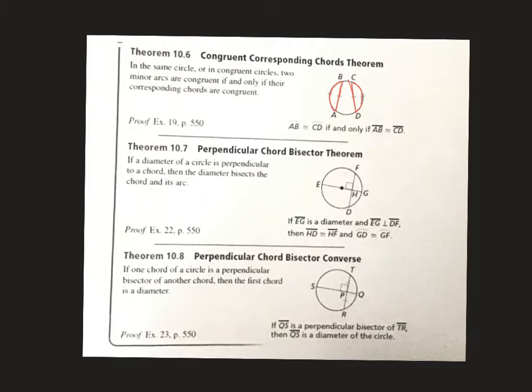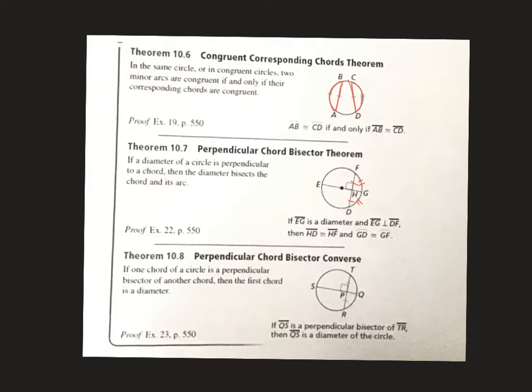Theorem 7 is your perpendicular chord bisector theorem, which says if a diameter of a circle is perpendicular to a chord, then the diameter bisects the chord and its arc. So we have our diameter EG, we have our chord FD. They're perpendicular at point H, which means FH and DH are congruent, but also FG and DG are congruent.